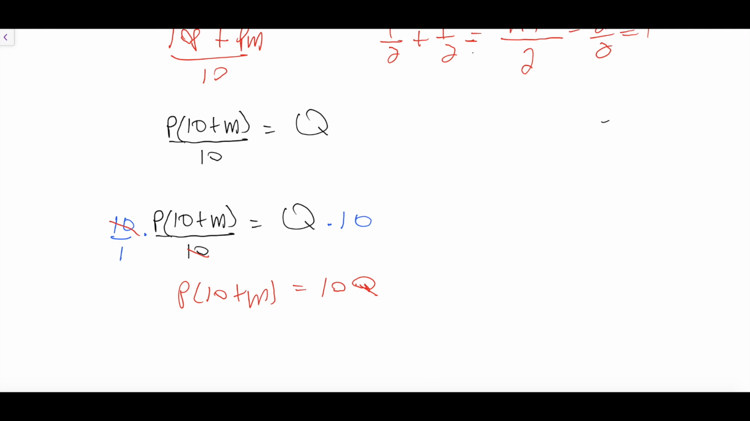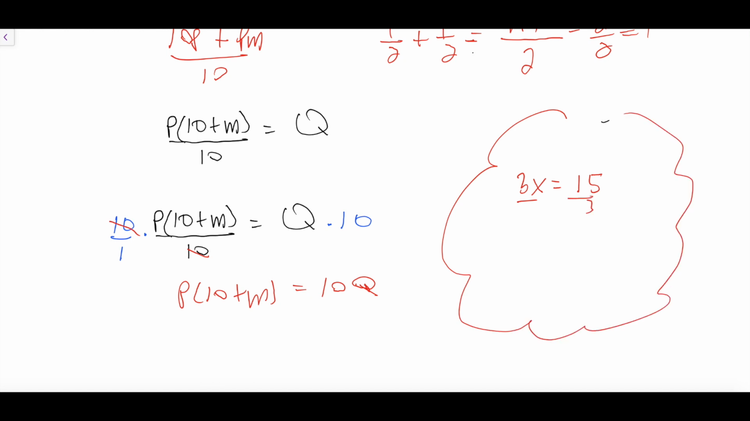So how would I get X by itself? I would divide by 3. You would divide by 3. So let's do a thought bubble. You divide by 3, right? You got X, and you found X equals, I'll just write it like this, as 15 over 3.